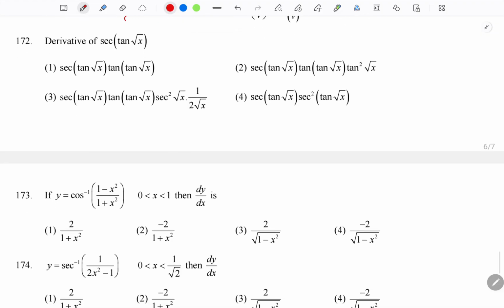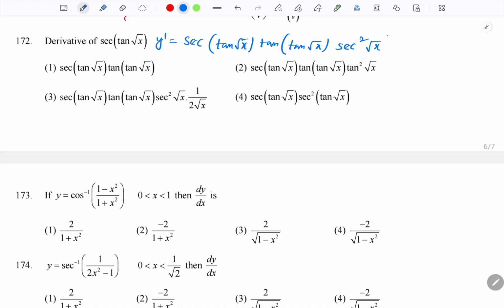Derivative of secant of tan root x. Okay, a very easy question. So what is the derivative of this one? y' equals the first derivative of secant. What is the derivative of secant x? The derivative of secant is secant x into tan x, so secant of root x into tan of root x. Now what we should do here is the internal derivative. The derivative of tan x is secant square x.